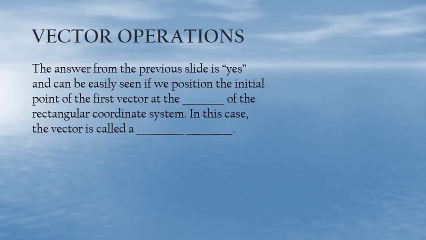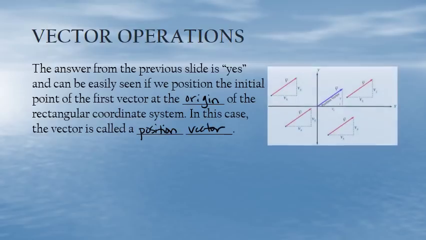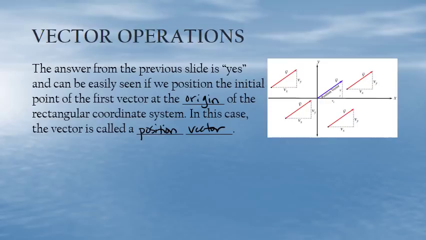So the answer from the previous slide is yes, there is a connection, and we can easily see that connection if we position the initial point of the first vector at the origin of the rectangular coordinate system. And if we do that, in this case, the vector is called our position vector. Now let me show you a picture of that. So if you take a look at this picture, all of these vectors are equivalent. They have the same direction and they have the same magnitude, but the one that starts at the origin is our position vector.